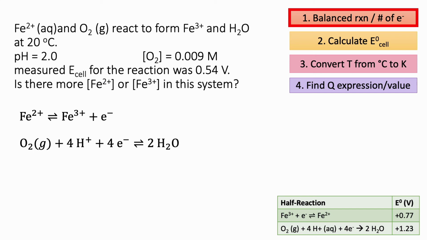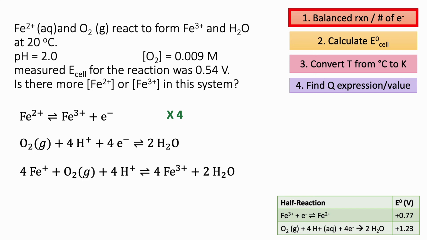So we only have 1 electron on top and we've got 4 electrons in the second half reaction. So we're going to have to multiply that by 4 and then add things together, cancel stuff out, and we get the following balanced redox reaction. So we are exchanging 4 electrons here, and we're going to hold on to that number because that is the n in our Nernst equation.